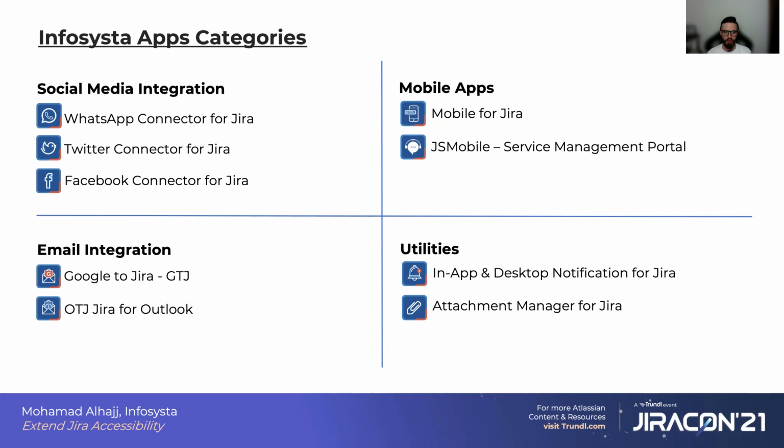In the email integration category, we will discuss Google to Jira (G2J) and OTJ, Jira for Outlook. In the last category, we have utilities, which are applications that extend Jira functionality and provide more features that are beneficial for users, such as in-app and desktop notification for Jira and attachment manager for Jira. So these are the main apps that we're going to discuss in our call today.